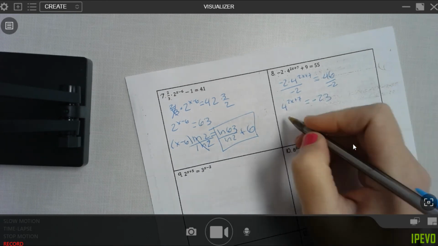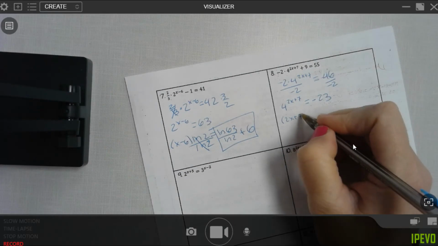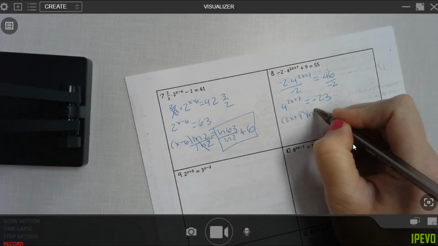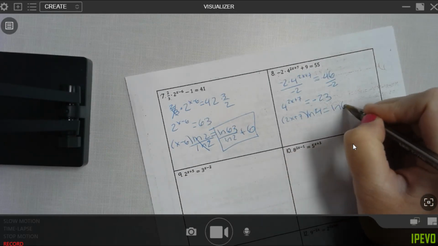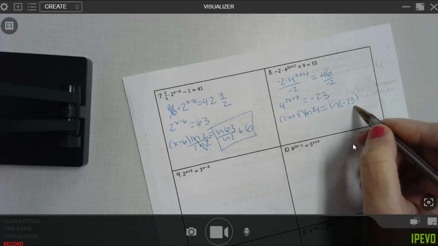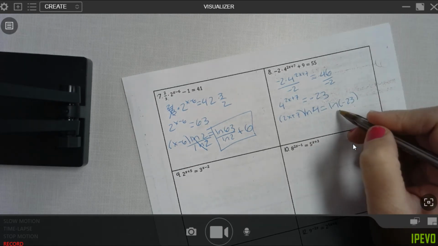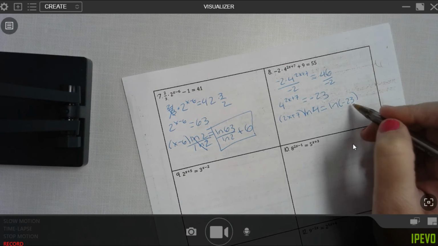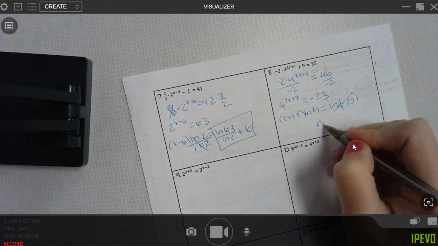When I natural log both sides of this here, I get a natural log of a negative number. Remember, we talked about that in one of the other videos. You cannot natural log or log a negative number. So this one right here is no solution.